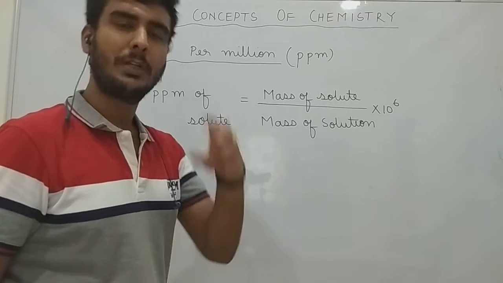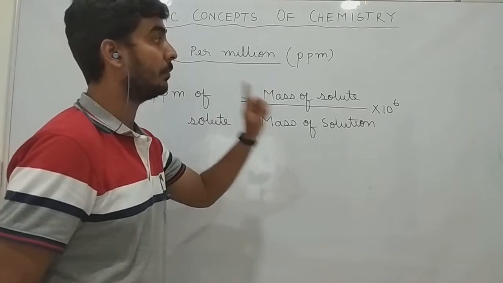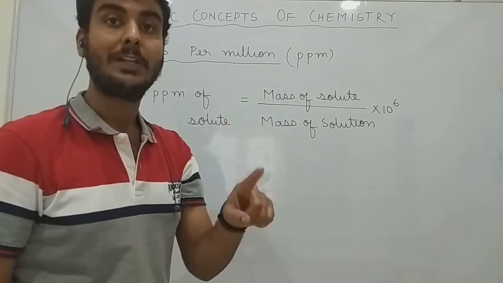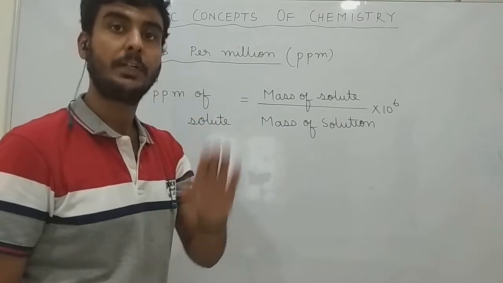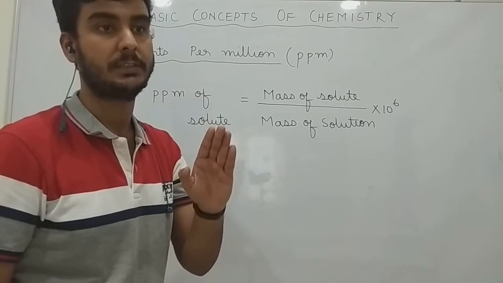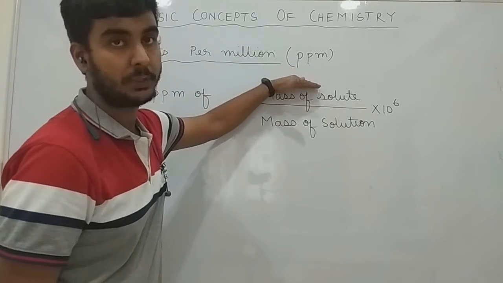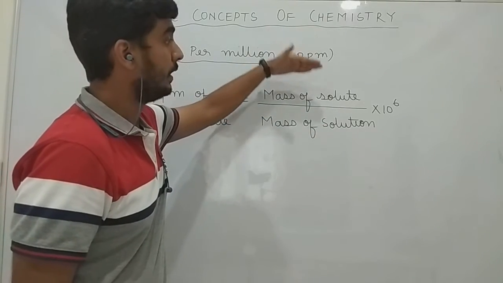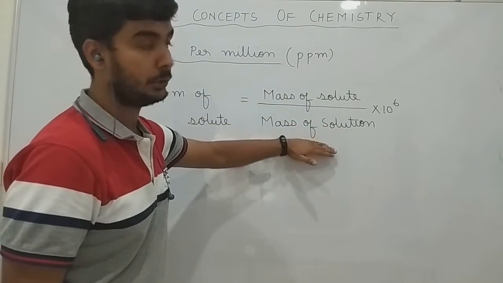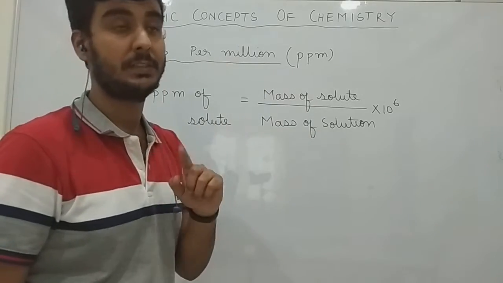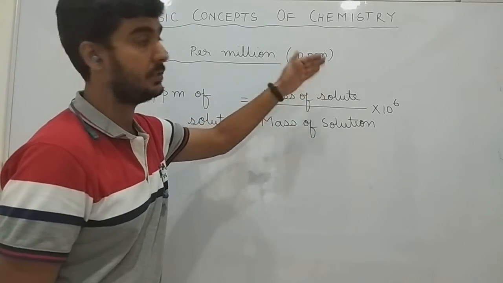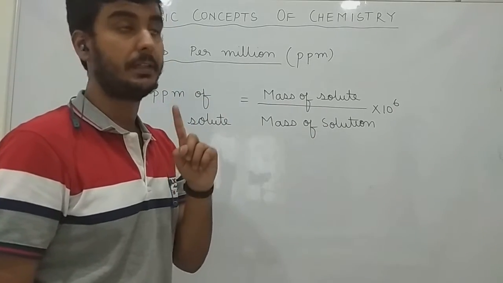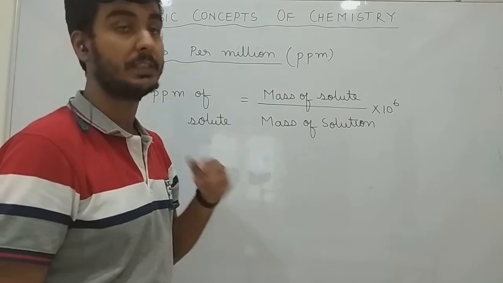It is a very easy formula, but keep in mind that while using this formula, you should always keep the mass of solute and mass of solution in the same unit. That is, if you are keeping mass of solute in kg, keep mass of solution in kg. If you are keeping mass of solute in gram, keep mass of solution in gram. Never mix the units. If in the numerator you keep kg and in the denominator you keep gram, that will give you an incorrect result. So please keep this in mind while using this formula.